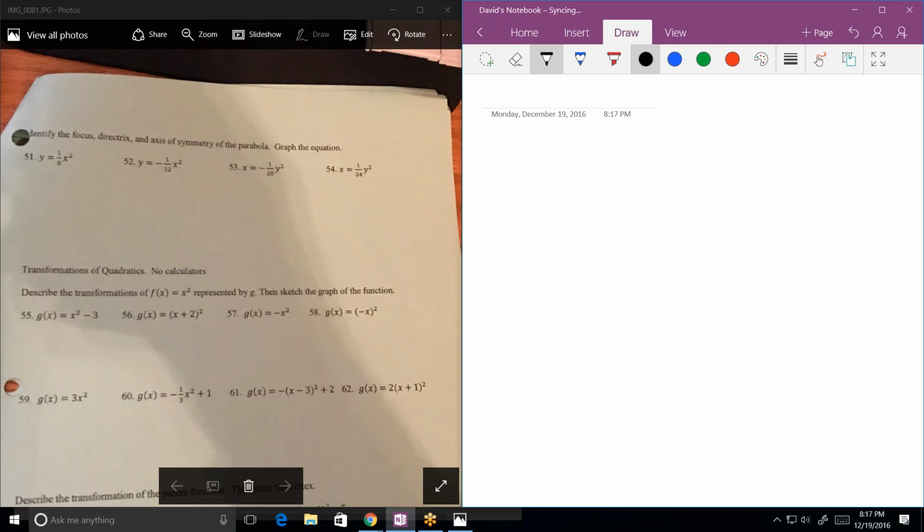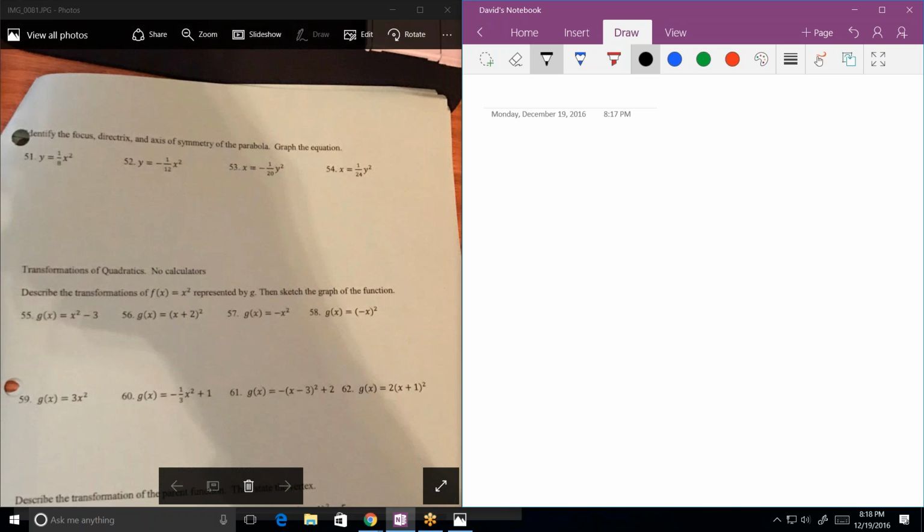When you have a transformation that's outside the function, it's vertical. On this one, that minus 3 was completely separate from the x squared, so it was outside the function. That's why I have a vertical shift. What is this one? Horizontal shift left 2. Good?